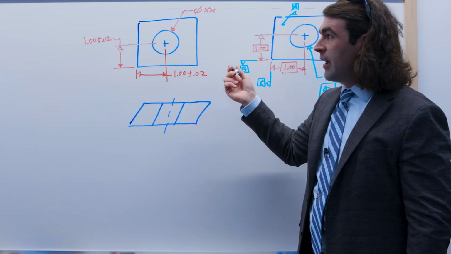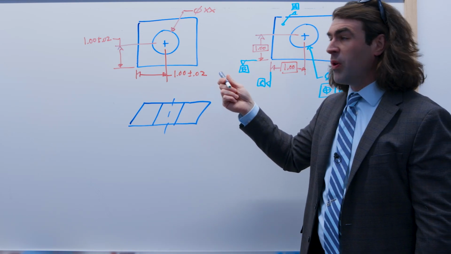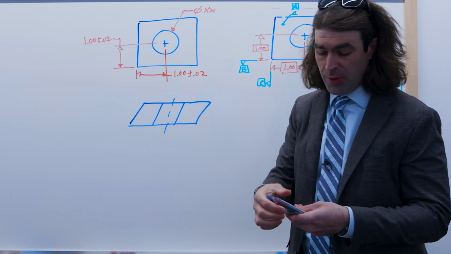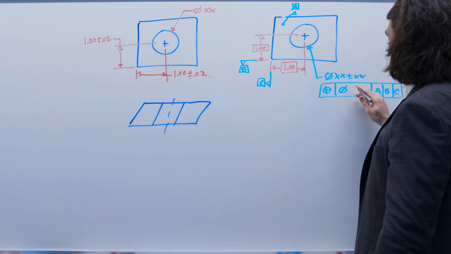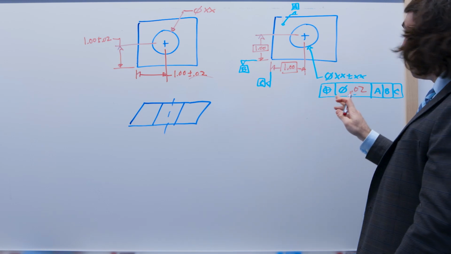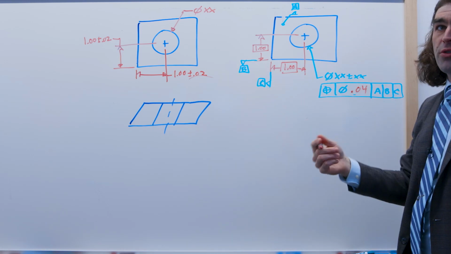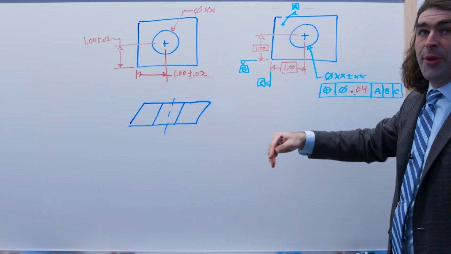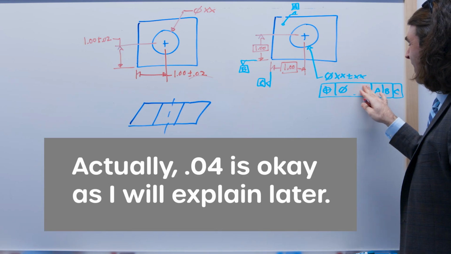Now, I've gotten this question a lot. How do I convert, and what do I use? Do I just put this number in the feature control frame? I've seen people do that. They'll say, okay, it's plus or minus 20 here, so we'll just put 20 here, or we'll put the total tolerance, which would be 40 thousandths, or we'll put the tolerance of the diameter. It's going to be wrong in every case, and I'll show you why in a second.